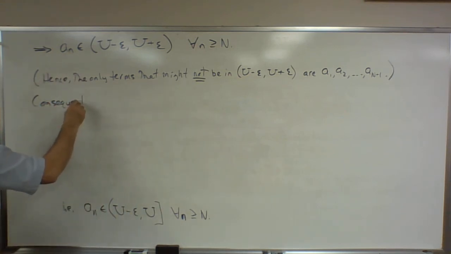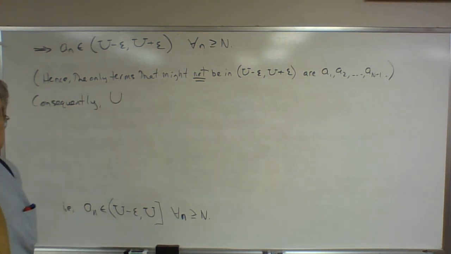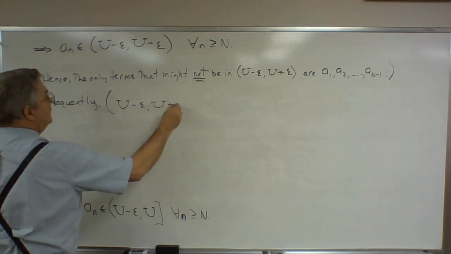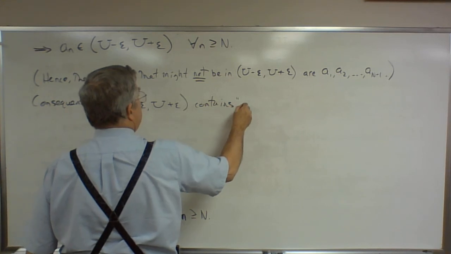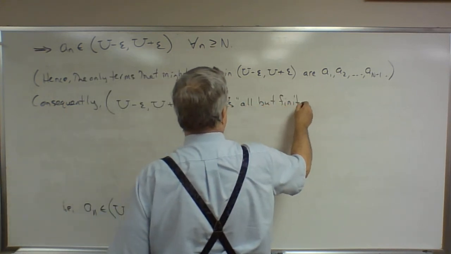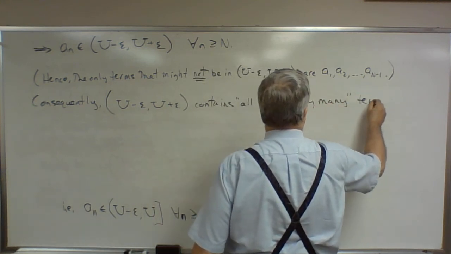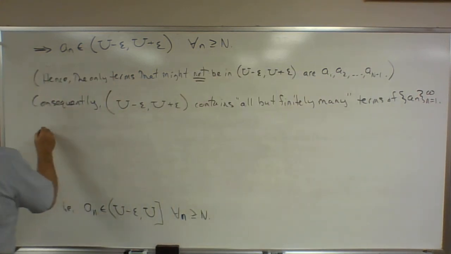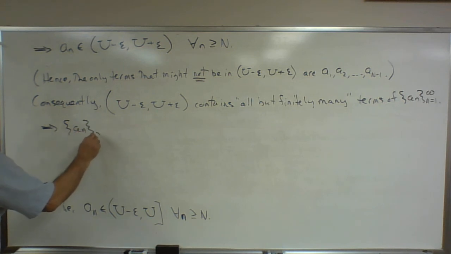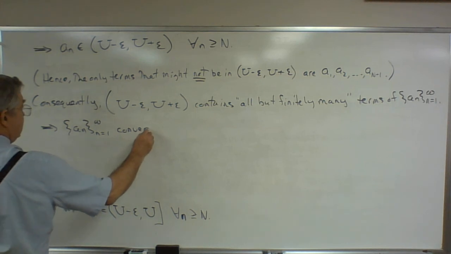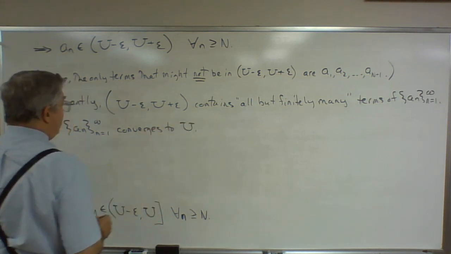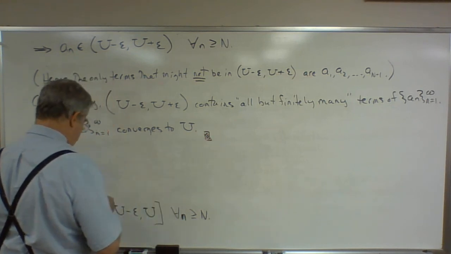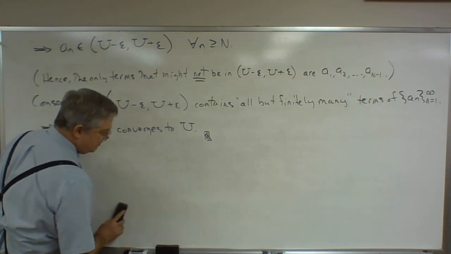Consequently, the interval u minus epsilon, u plus epsilon, contains all but finitely many terms of our sequence. And this implies that this sequence a sub n converges to our least upper bound. So I've proved the monotone convergence theorem, or the bounded convergence theorem.